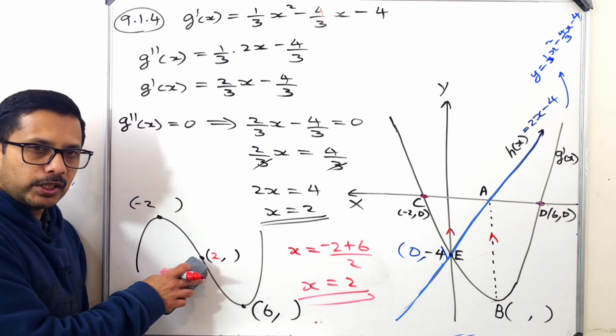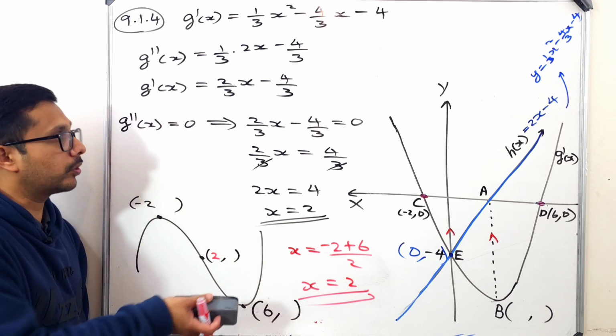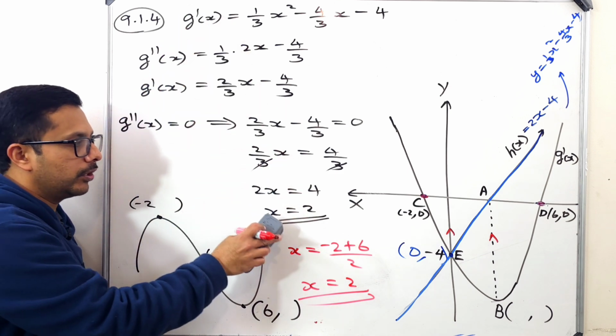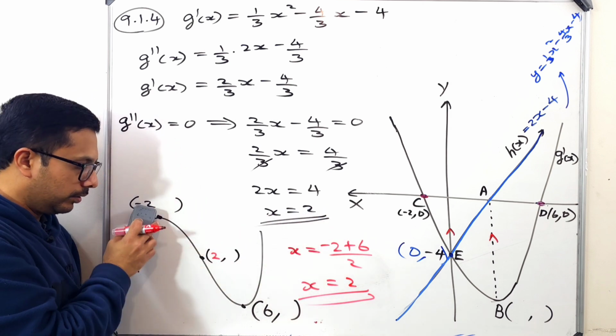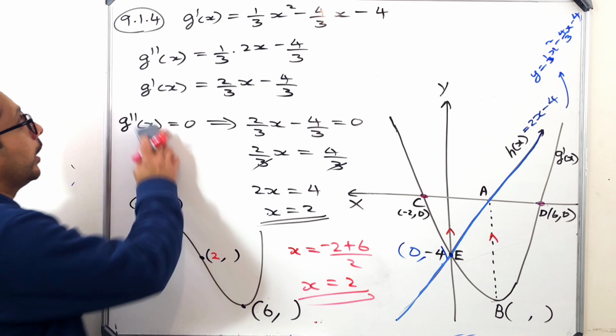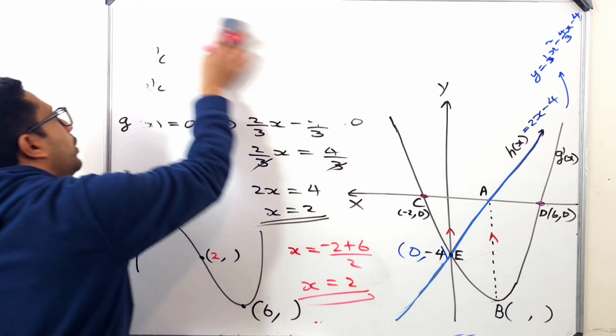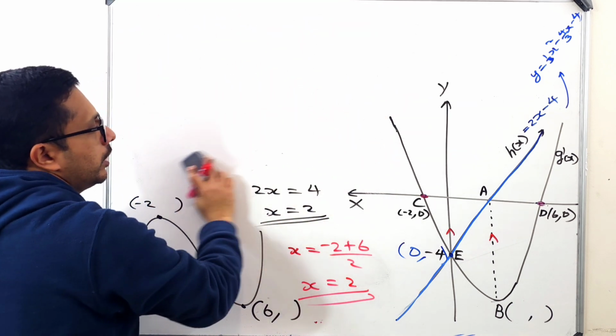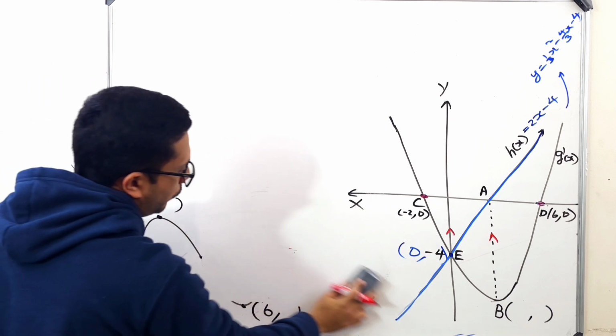At the point of inflection, the second derivative is equal to 0. That is this method. There we got the answer x is equal to 2. Using this method also, we are getting the same answer. That is 9.1.4. Now let's move to the next question, 9.1.5.